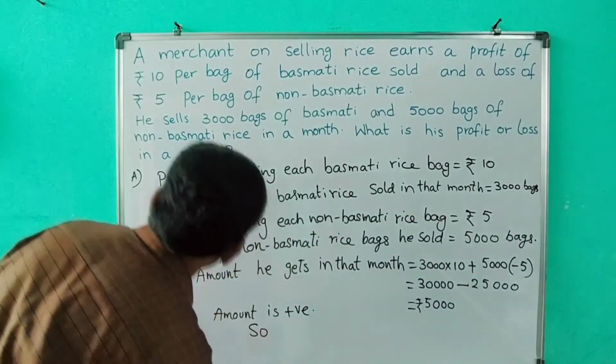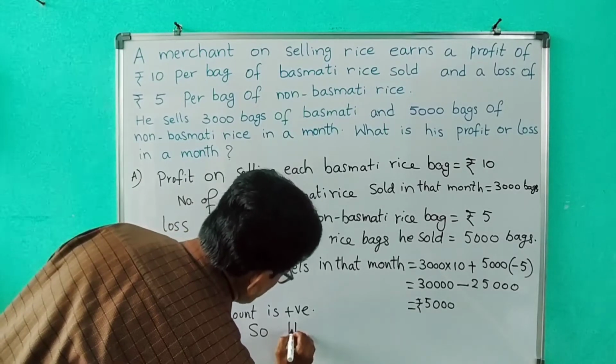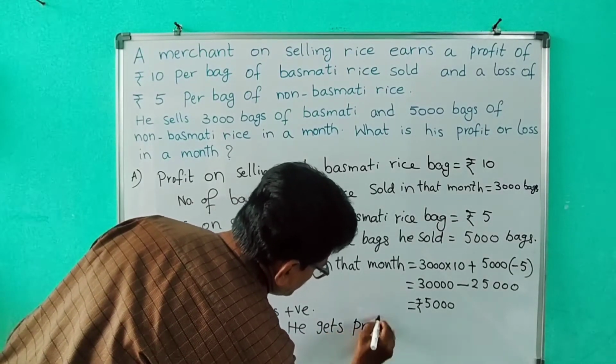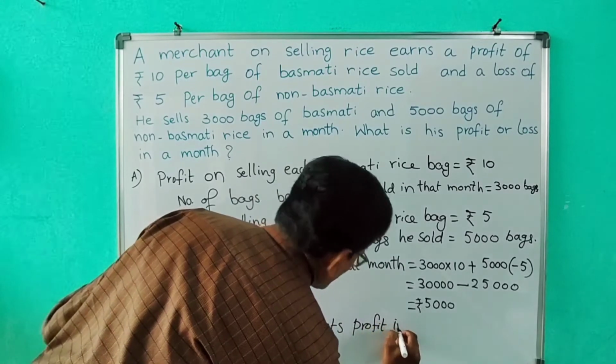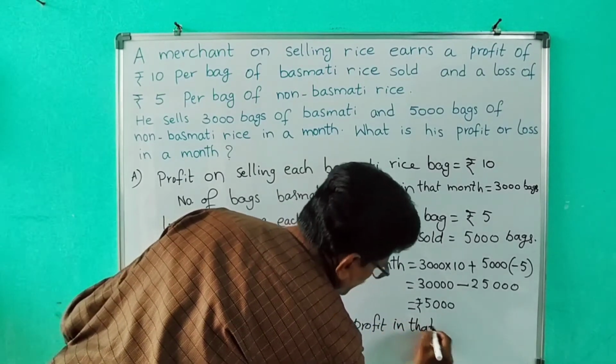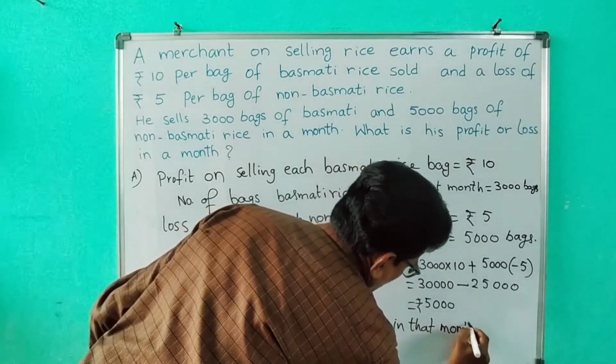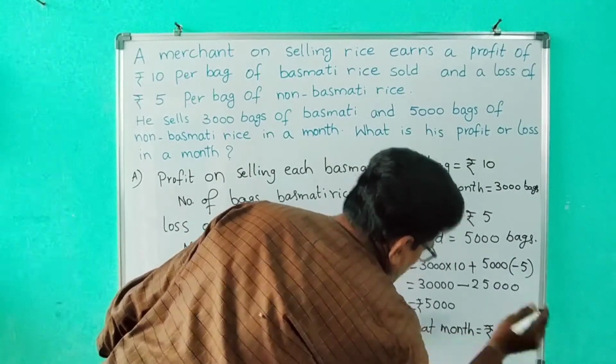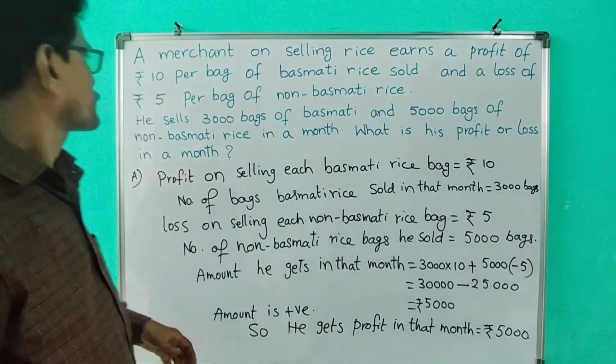So the merchant gets profit in that month. How much profit does he get? 5,000. See, first I will explain once again.